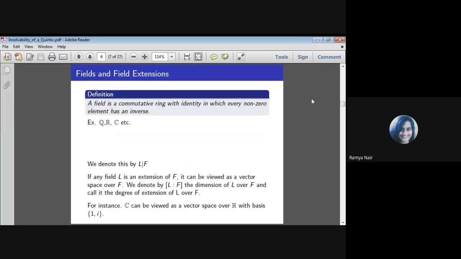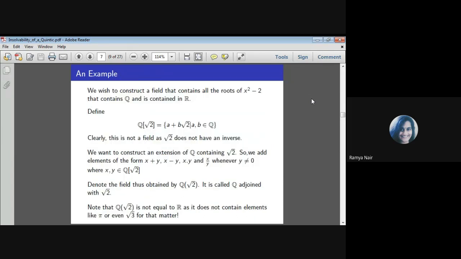So what is it that we intend to do? Suppose we have a polynomial x squared minus 2. This is a polynomial over the set of rational numbers. You know what the roots of this polynomial are, right? The roots are square root of 2 and minus square root of 2. We know that the roots of this polynomial are completely contained in R, because square root of 2 is an element of R, and so is minus square root of 2. And we also know that the square root of 2 is not a rational number.